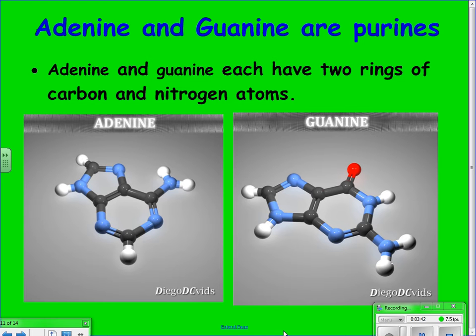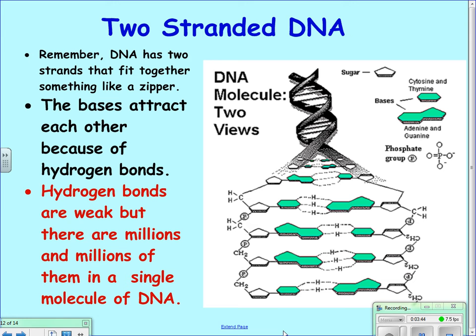And why is this important? Well, if we look at the 2-stranded DNA, remember that both strands will go together, and the bases will actually attract each other because of these hydrogen bonds. Remember that hydrogen bonds are very weak, but when we add millions and millions of them together, it makes for a very strongly held together molecule.